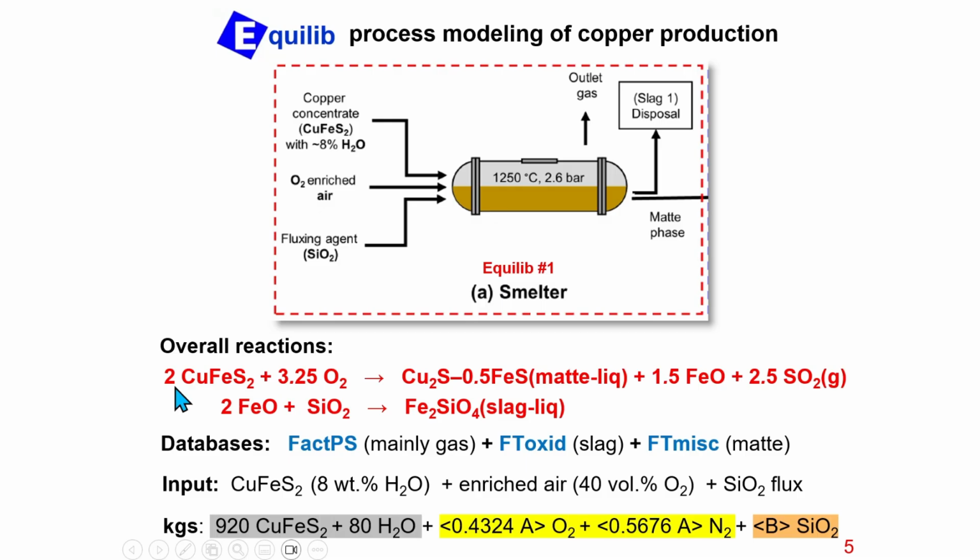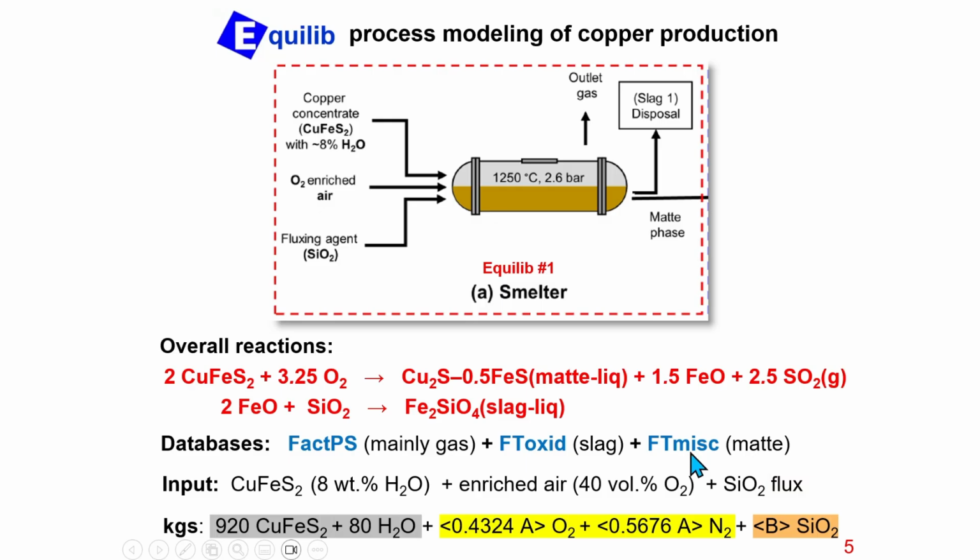When using Equilib for this kind of calculation, you must make sure you have the right selection of databases. And here we've chosen the FactPS Pure Substances Database, compounds, and it's mainly for the gas. We always choose FactPS, always make sure it's included in the calculations when we use FT databases. The databases are the FToxid for the slag and the FTmisc for the matte, the sulfide phase.